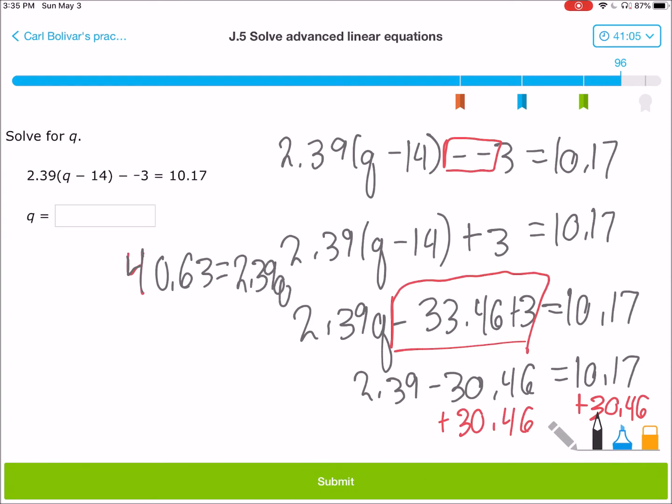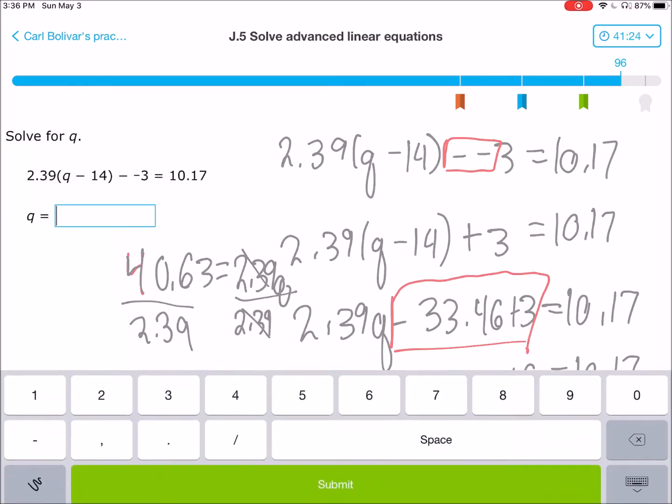2.39Q. Now let's divide each side by 2.39. And what you will get is 40.63 divided by 2.39. That's 17. So our answer is 17. 17 is equal to Q. Right? I hope that you guys got that.